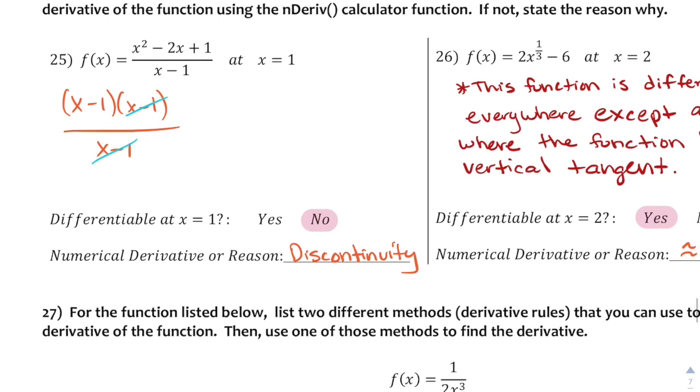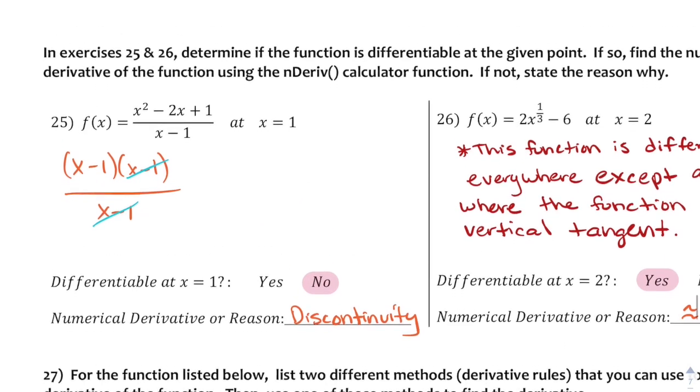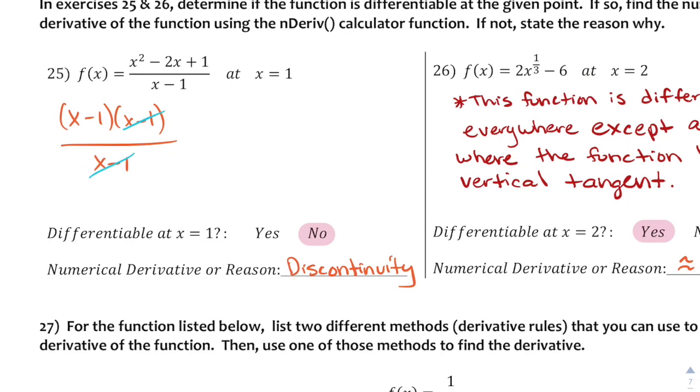There is no corner, so the derivative is not going to look like this. There is no cusp, so the derivative is not going to look like a vertical tangent. I apologize. There is no discontinuity, so the function is not going to have a derivative that has a hole in it, and it's not a corner, so it's not going to have a derivative that looks like this, where they differ.